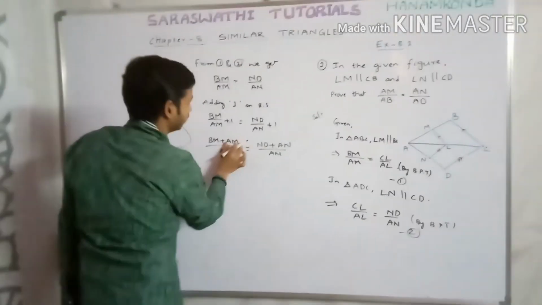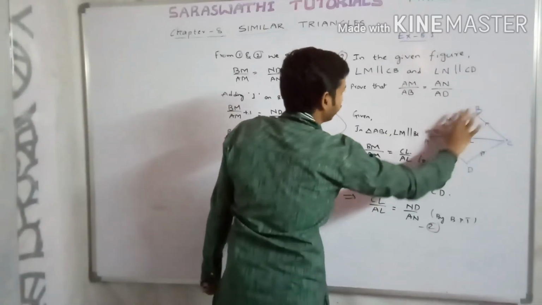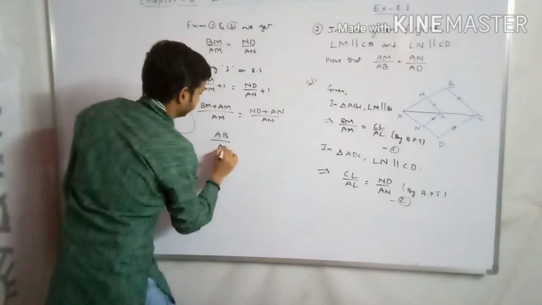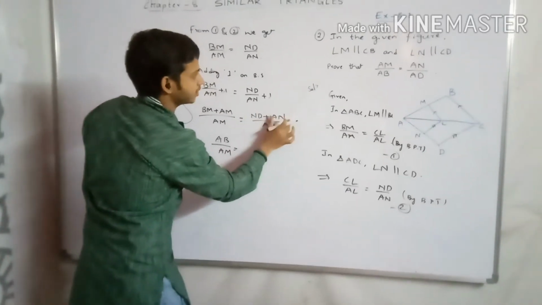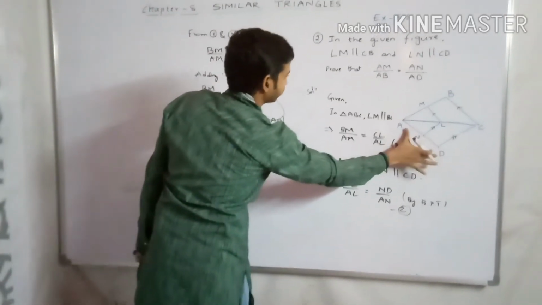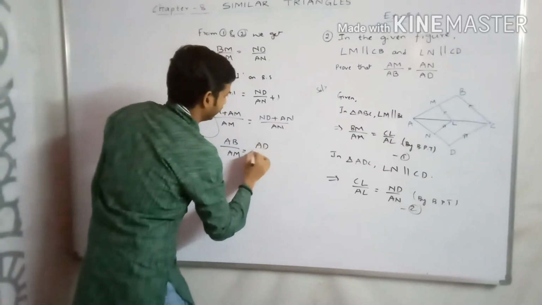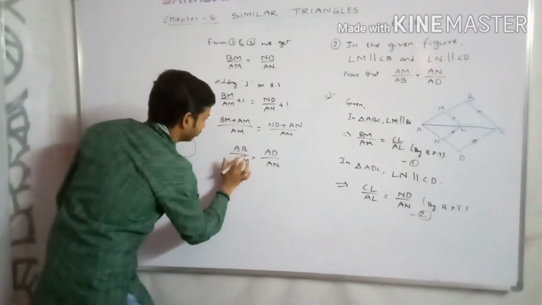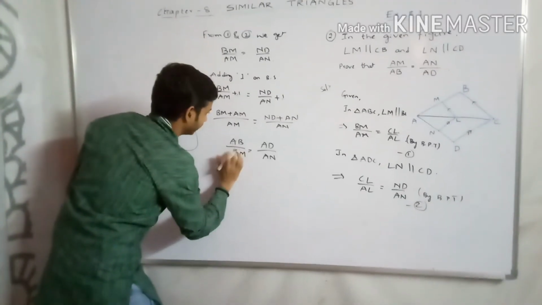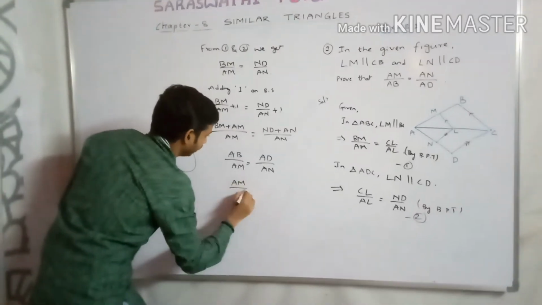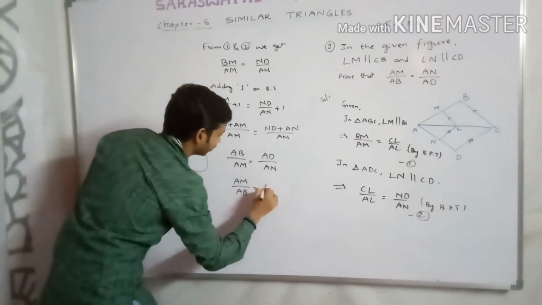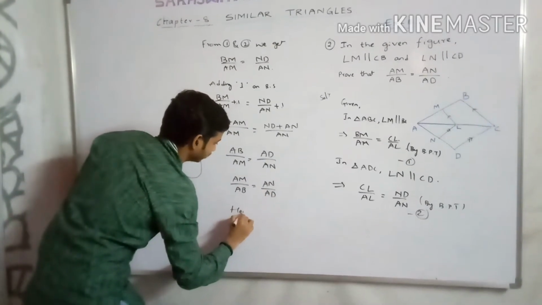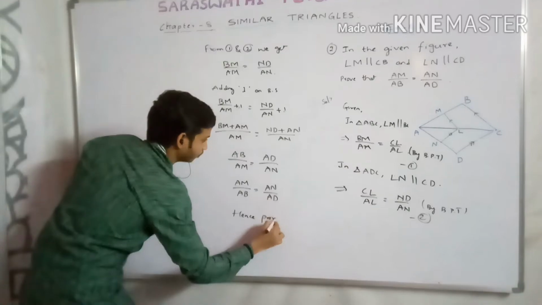Here BM plus AM, from the figure, equals AB, so this can be written as AB by AM. Similarly, from the figure ND plus AN equals AD, so it becomes AD by AN. If we interchange these terms, numerator and denominator, the left side becomes AM by AB and the right side becomes AN by AD. So this is the required proof. Hence proved.